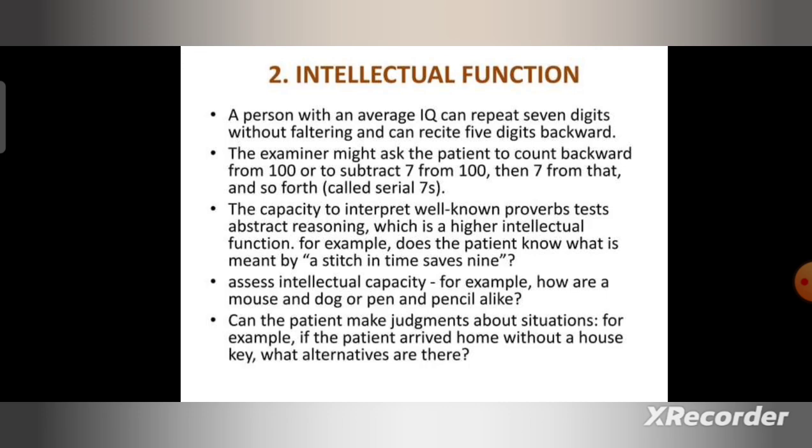To assess intellectual capacity, for example, how are a mouse and dog, or pen and pencil, alike? Can the patient make judgments about situations? For example, if the patient arrives home without a house key, what alternatives are there?